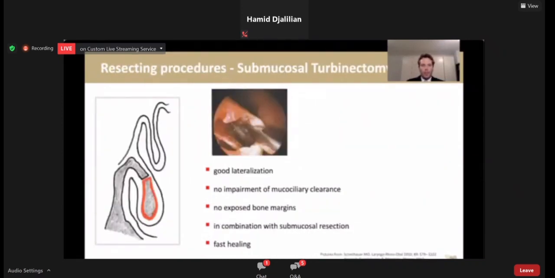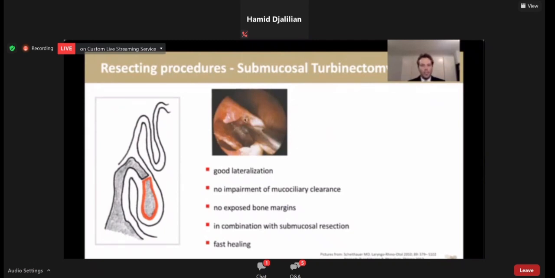A next step would be the resection of the bone. You see here, again, an incision in the head of the inferior turbinate. Then you lift up the submucosal tissue from the bone, and you can then resect the bone between the two tissue layers. There is for sure no impairment of the mucociliary clearance because the mucosa stays intact. And the good thing is that afterwards you have no exposed bone. You just lay the two tissue layers next to each other, and this will give good healing.